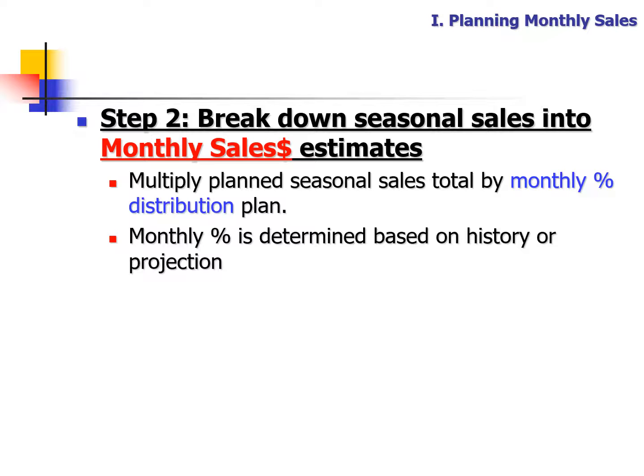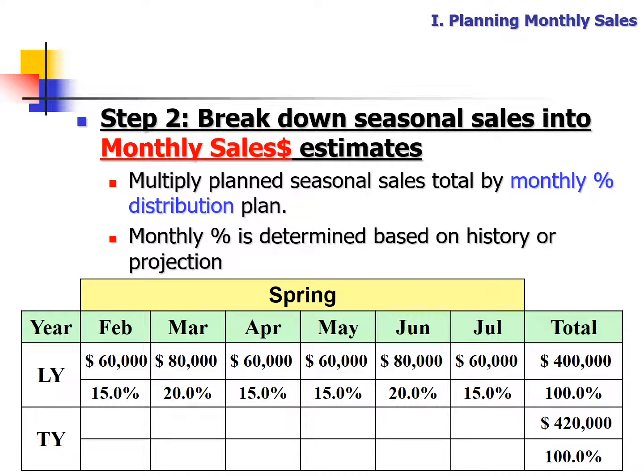And let's see some example here. Okay, so this is what we have so far planned. So we have planned the total seasonal sales $420,000 for this year, right? So that's the step one that we had. Now, step two, for us to be able to plan monthly sales, we first need to know the percent distribution, right? And let's say we are basing our decision on last year's history, and take a look at last year's numbers. Okay, last year, February sales were $60,000, whereas the total seasonal sales were $400,000.